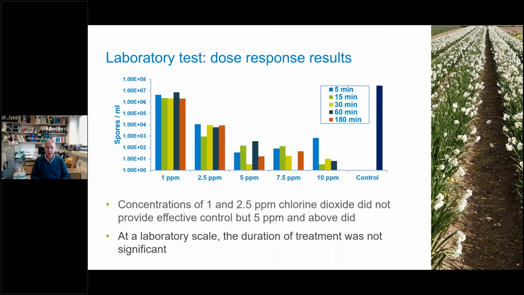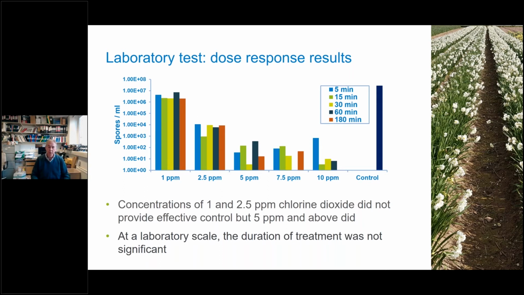So this gave us the evidence to suggest that chlorine dioxide is actually a very effective biocide when it's done under controlled conditions. Now, there's no bulbs at this stage, but it's just an initial proof of concept to say that chlorine dioxide is a good biocide.